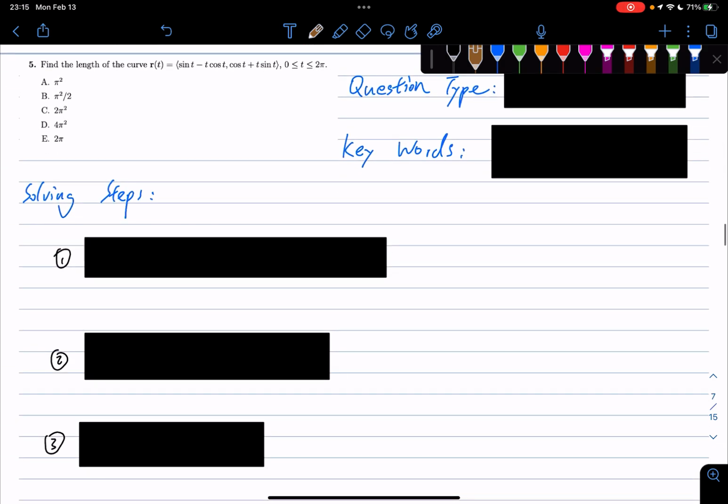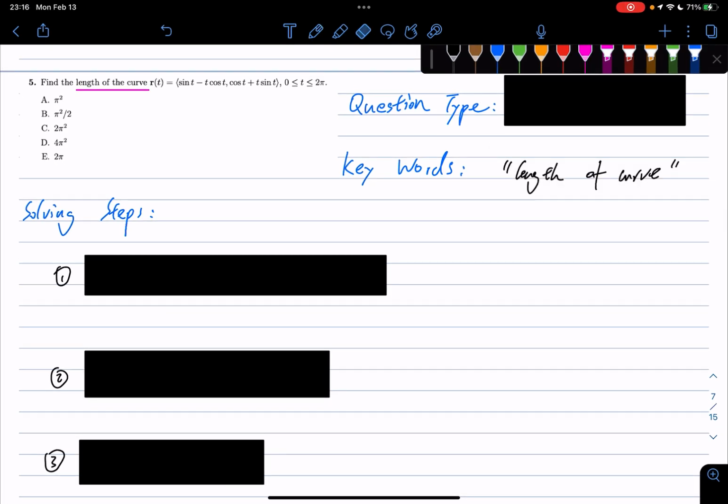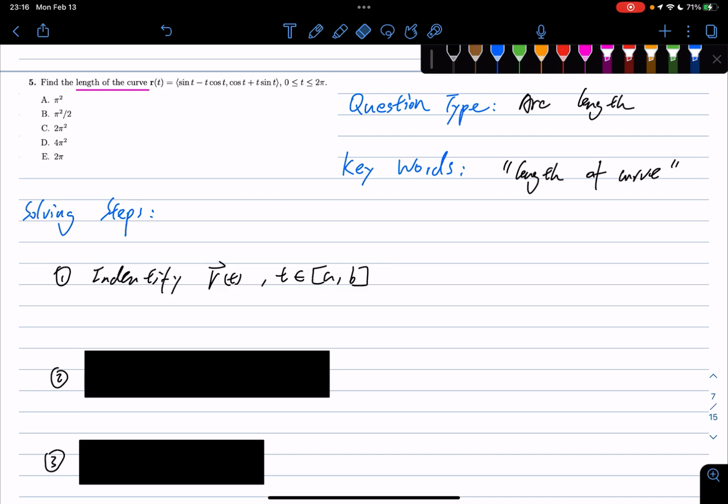Question number 5. Find the length of this curve from 0 to 2 pi. So length of the curve is the keyword telling us it's going to be an arc length problem. For an arc length problem, the first step is to identify r(t), but more importantly, the interval which t belongs to.